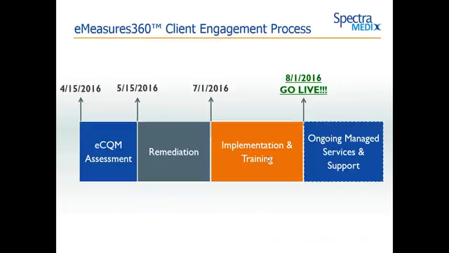The last couple of slides are around our engagement process. There are four engagement steps. The first step is an assessment, which I'll go into greater depth on in a second. Then there's a remediation period where you can work on the measures to fix them and select the right ones you want to report on prior to implementation. During implementation, we'll build out the website to your specifications, and we'll also train your team on it. We then go live and provide ongoing support from there.